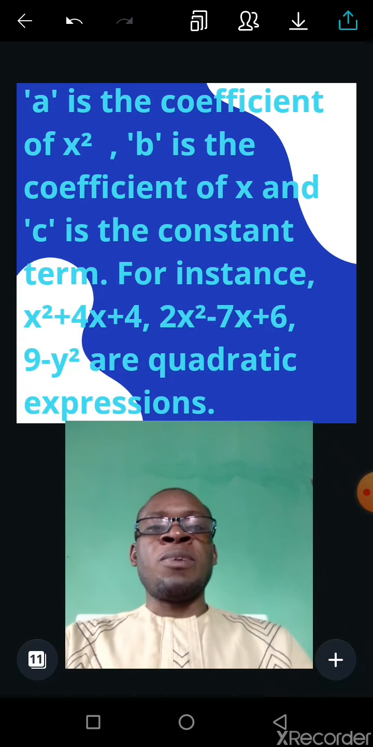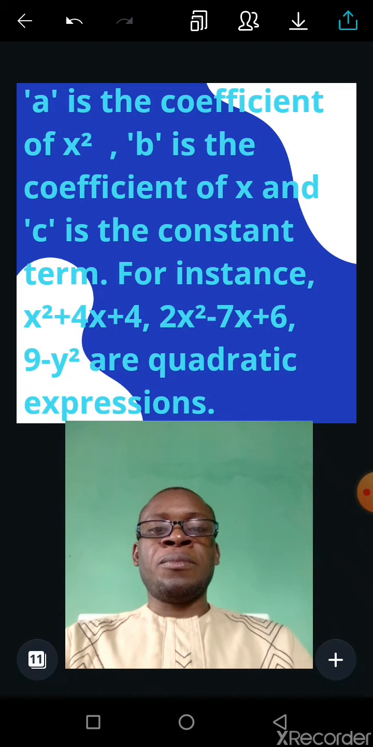In the expression, a stands for the coefficient of x², while b is the coefficient of x and c is the constant term. For instance, x² + 4x + 4, 2x² - 7x + 6, and 9 - y² are all examples of quadratic expressions.